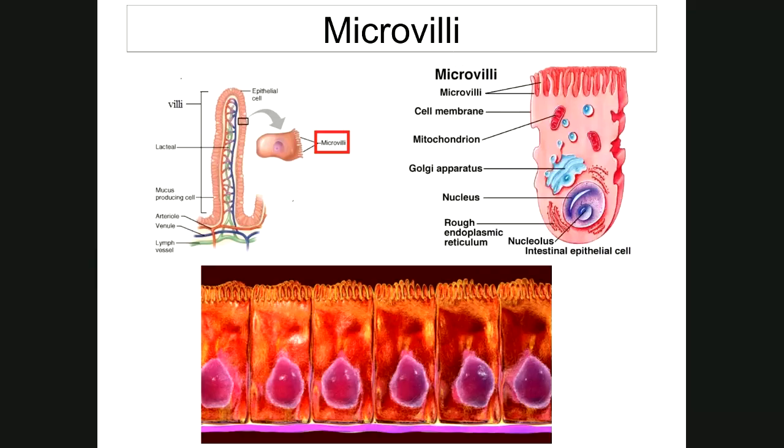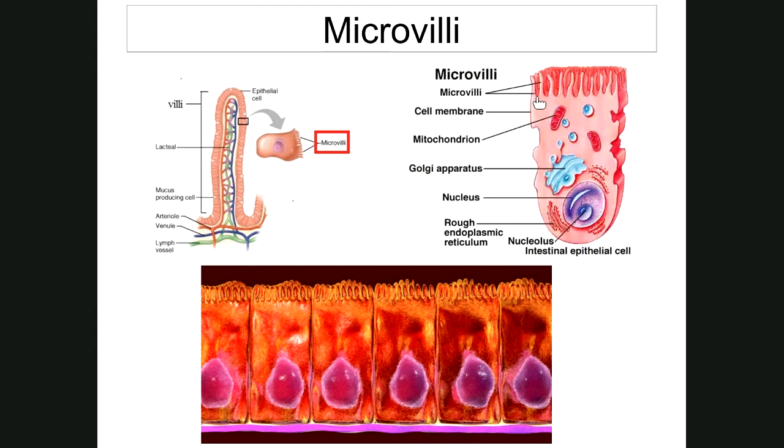Next blank is microvilli. Finger-like extensions of the plasma membrane. So the plasma membrane is folded into finger-like structures, which function to increase the surface area for absorption of nutrients. So these are not things that require ATP. This is the plasma membrane that's formed finger-like folds, and instead of being flat across the top and having that amount of surface area, it has many finger-like structures which increase the surface area tremendously.